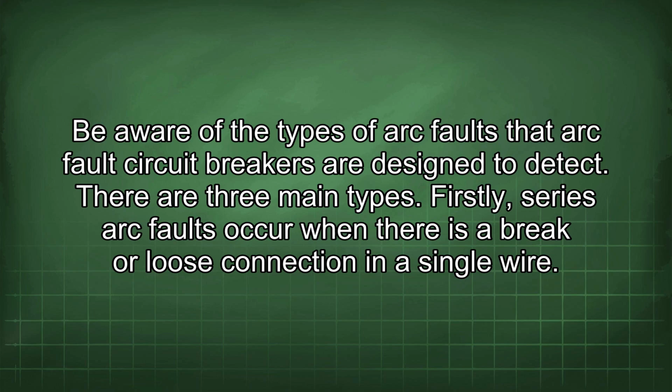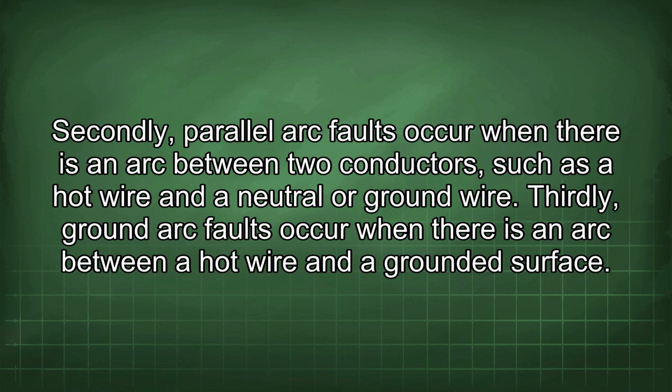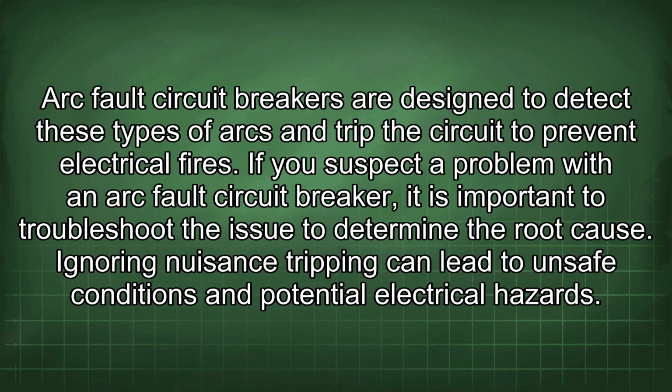Be aware of the types of arc faults that arc fault circuit breakers are designed to detect. There are three main types. Firstly, series arc faults occur when there is a break or loose connection in a single wire. Secondly, parallel arc faults occur when there is an arc between two conductors, such as a hot wire and the neutral or ground wire. Thirdly, ground arc faults occur when there is an arc between a hot wire and a grounded surface.